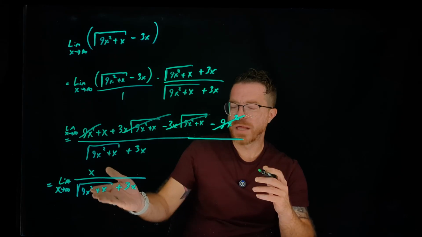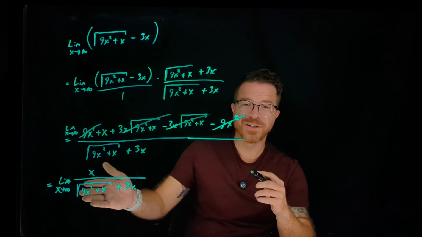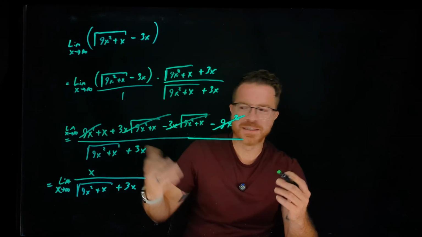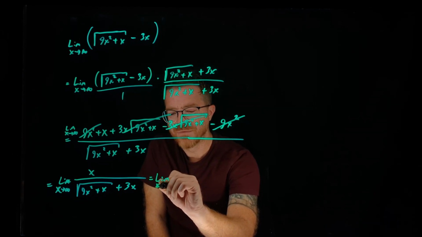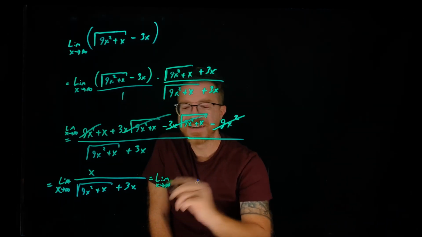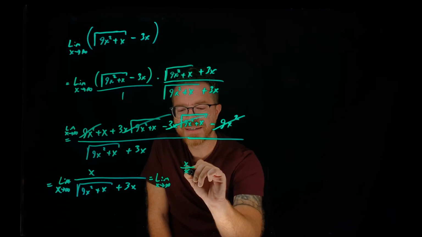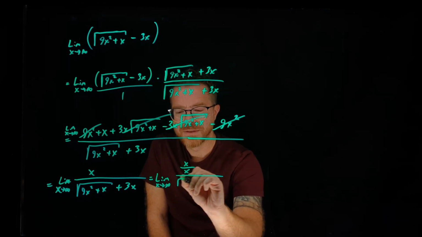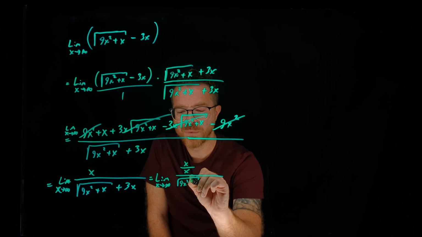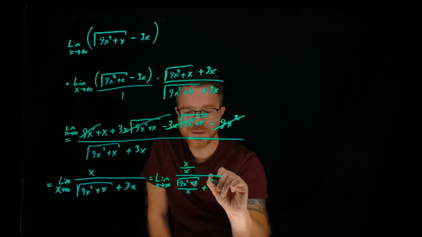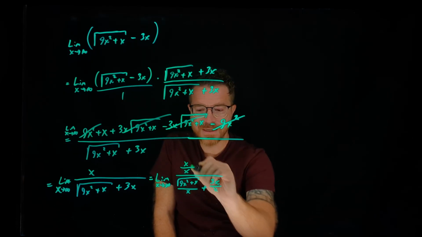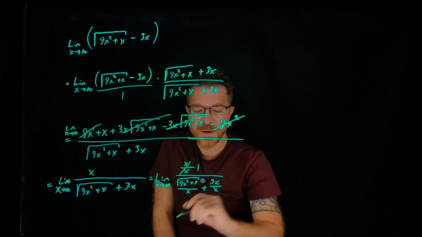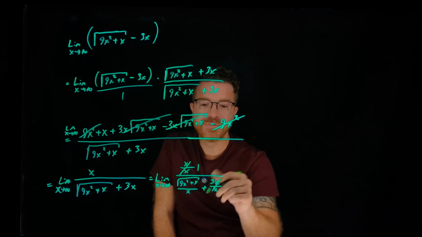Now, you might see, okay, well, I have an x squared here, but if you look at it, it's actually the square root of an x squared, so it's still going to be x. So I'm going to divide everything, so I have my limit, didn't forget it this time, as x approaches infinity, x over x divided by the square root of 9x squared plus x divided by x, plus 3x divided by x. Now, this x over x is going to cancel, leaving me with 1. This x over x is going to cancel, leaving me with 3.